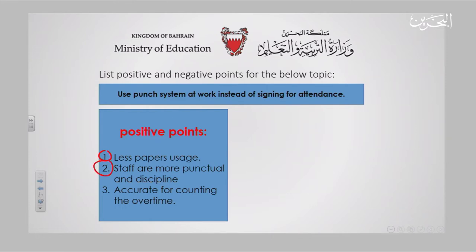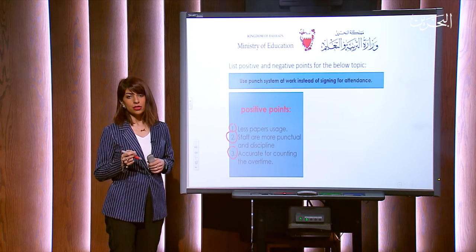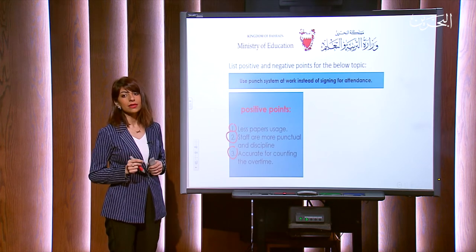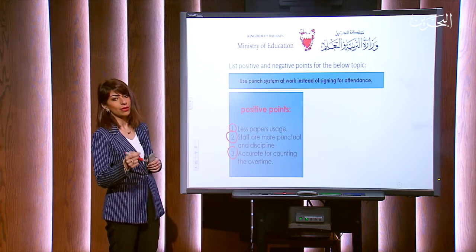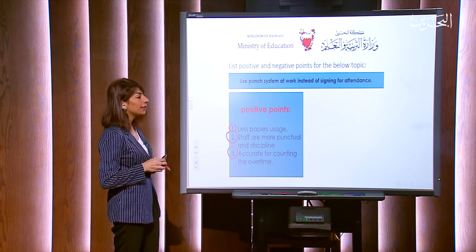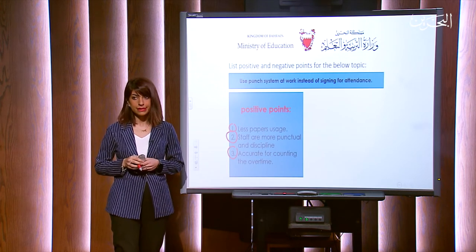Number three, it's accurate for counting the overtime. Some staff work extra hours, and if they punch whenever they leave, the punch system will be so accurate to count the overtime or the extra hours that they have worked. Now let's move to the negative points.